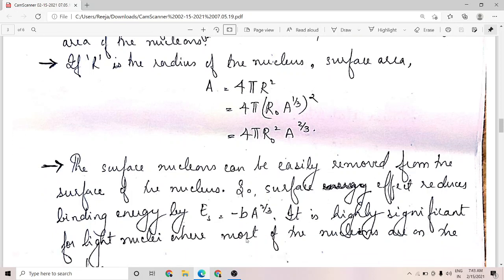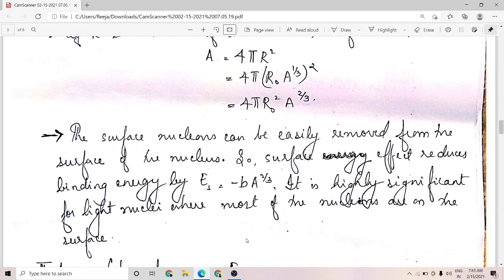So it is highly significant. The surface energy term is highly significant for light nuclei, where most of the nucleons lie on the surface. There are not many interior nucleons. So that term is highly important for the light nuclei.